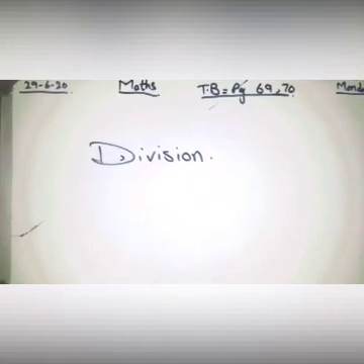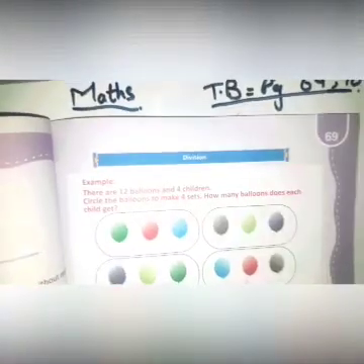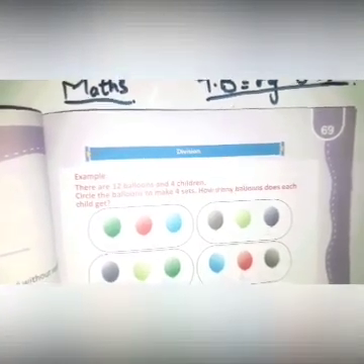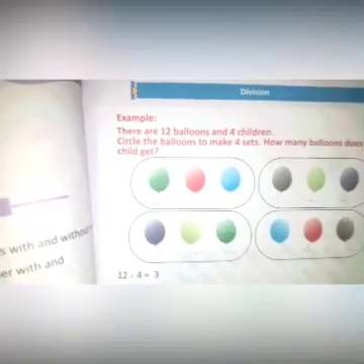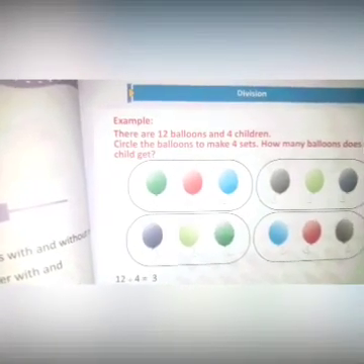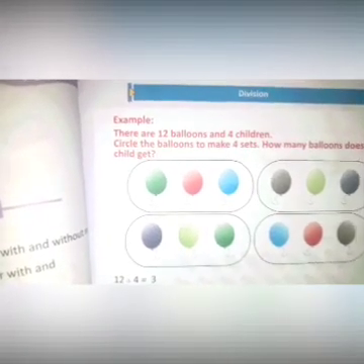Page number 69 and 70, the chapter division. Now on page number 69 you have the topic division. The example: there are 16 balloons and 4 children. Circle the balloons to make 4 sets. How many balloons does each child get?